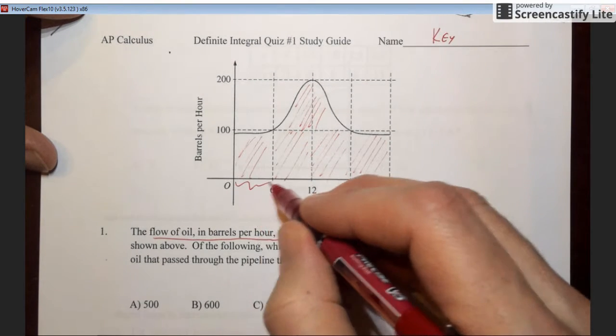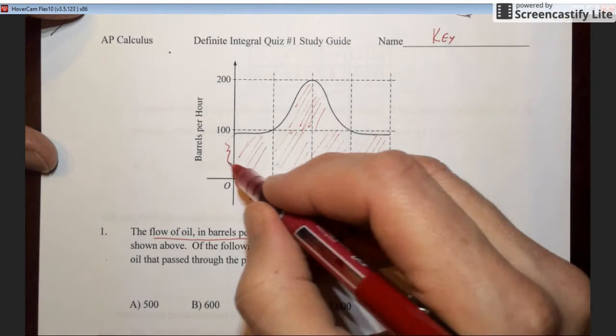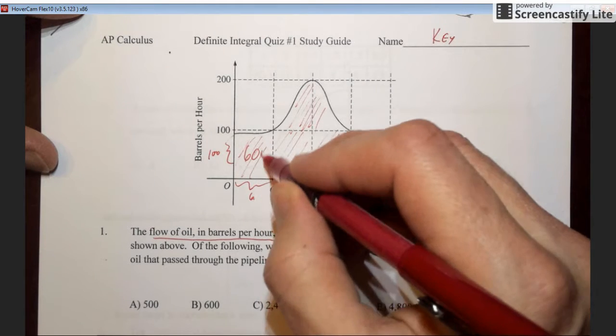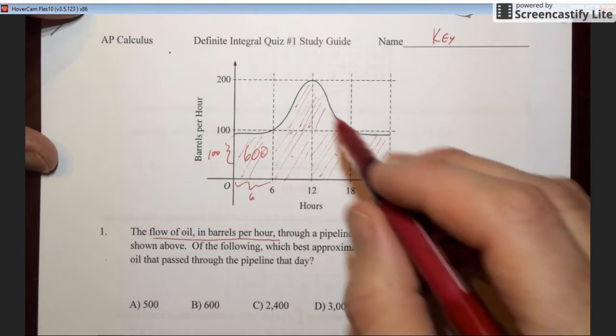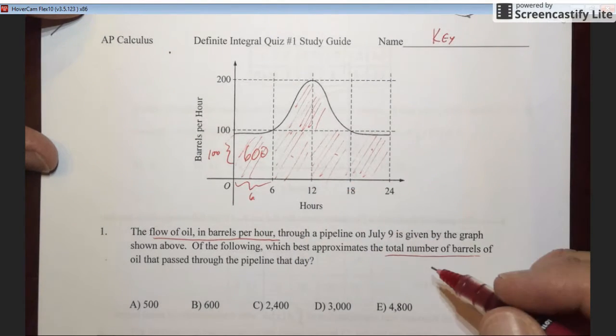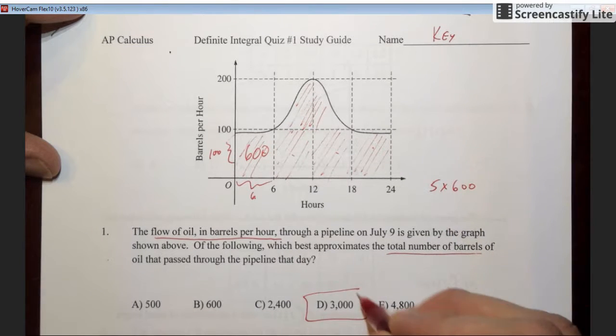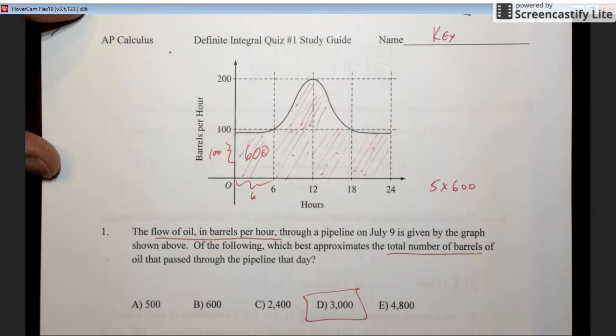Well, we have a base of 6. We have a height of 100. 6 times 100 is 600. And there are 5 of them. So 5 times 600 is about 3,000. That's our answer for the first question.